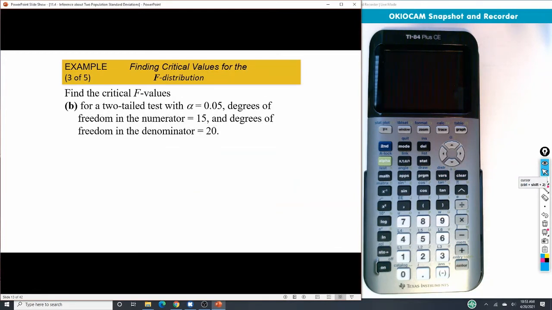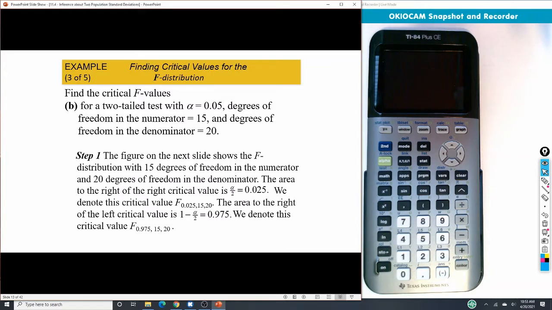Now, what if we want to do a two-tailed test? Find the critical F values. We have a two-tailed test for 0.05 with a numerator of 15 and a denominator of 20. Two-tailed means we're going to be breaking this apart. We're going to be looking at alpha over 2 because we have 2 pieces. So alpha over 2 is 0.025, and then 1 minus 0.025 is 0.975. Okay, so that remains the same.